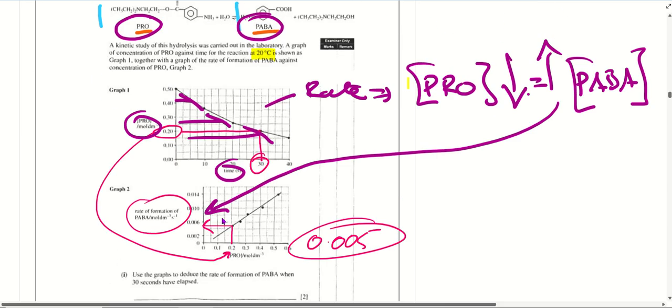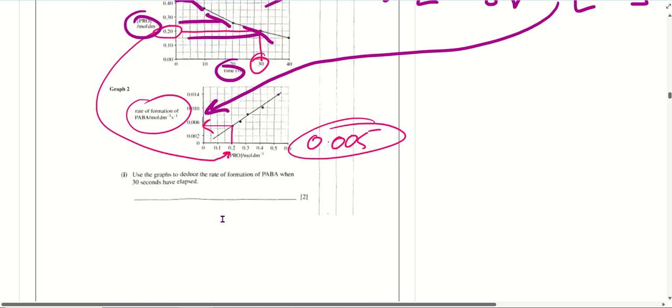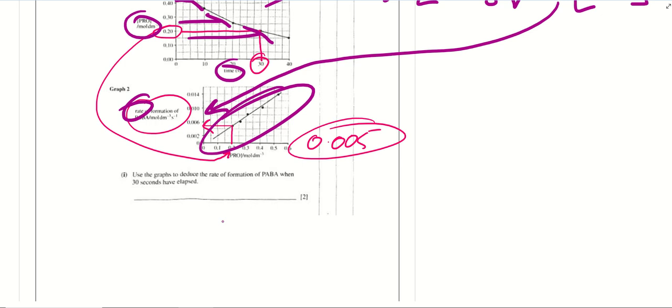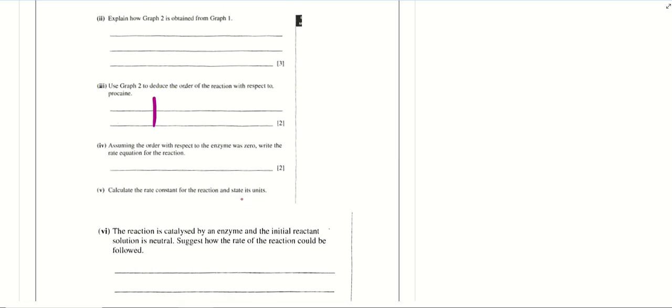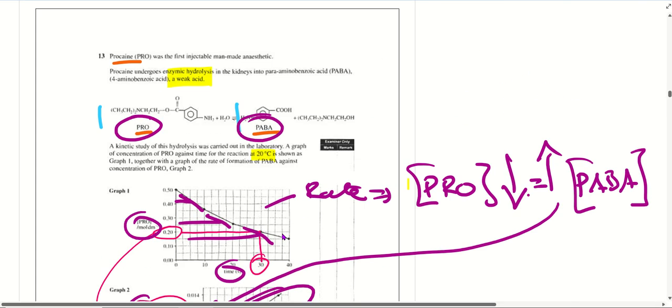And then we had to deduce the order with respect to protein from graph 2. Well, we can see that the rate and the concentration are directly proportional. We should know from, I think it's the second or third video, I can't quite remember, that if they're directly proportional, it must be first order. Assuming the order with respect to the enzyme is 0, write the rate equation for it. Okay, so our rate equation therefore is rate equals k [PRO] to the 1. Okay.